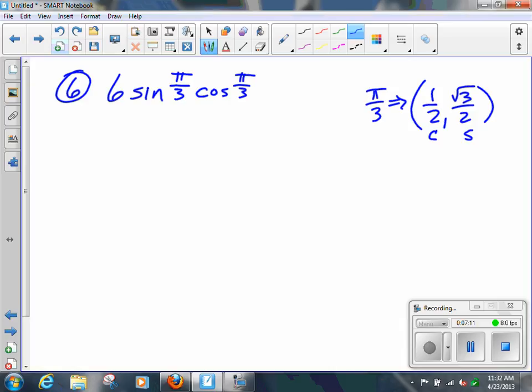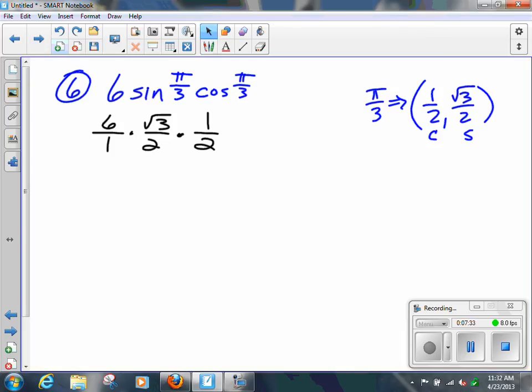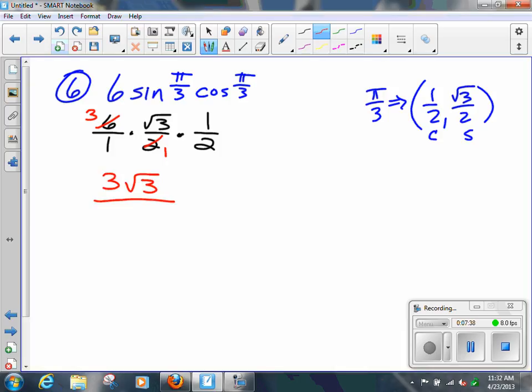Right on? Check this out. What's this mean? 6 times the sine value times the cosine value. What's my sine value? What's my cosine? Seriously, is that it? Yep, that's it. I'm going to cross cancel because I don't have a calculator. Multiply across: 3 times root 3 times 1 is 3 root 3. 1 times 1 times 2 is 2. Yeah, that's it.